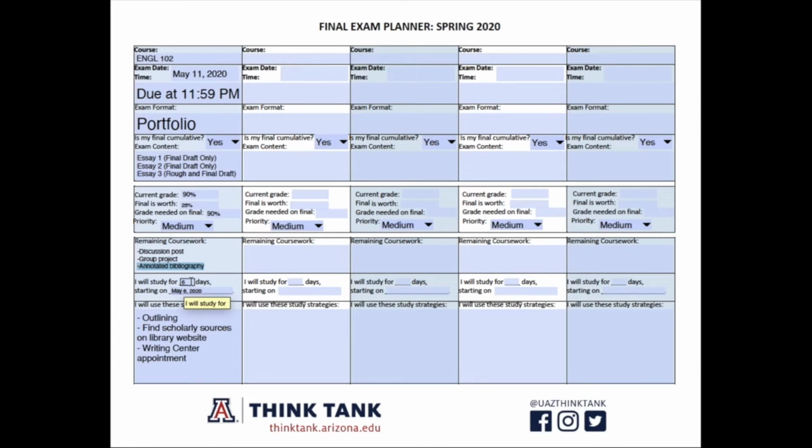Next, go ahead and write down your timeline for preparing. So this student is going to try to start studying and working on their project 6 days in advance, which means that they will want to begin on May 6, 2020 to meet that deadline of May 11th.